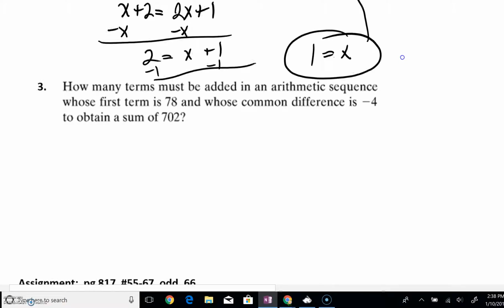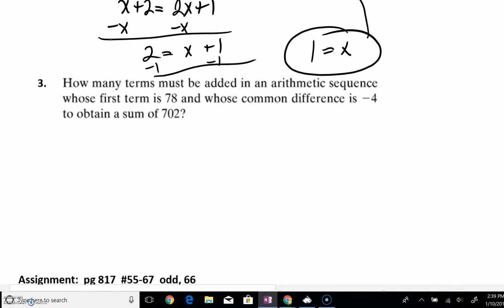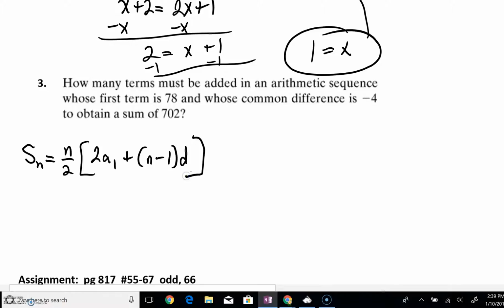All right, last problem. How many terms must be added in an arithmetic sequence whose first term is 78 and whose common difference is negative 4 to obtain a sum of 702? Well, remember that from our lesson yesterday, we saw that there were 2 formulas we could have for adding up the sums in an arithmetic sequence.